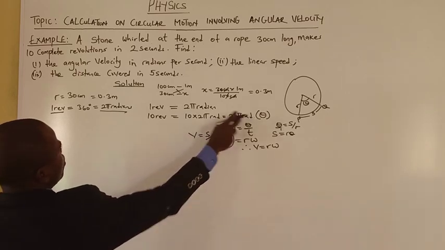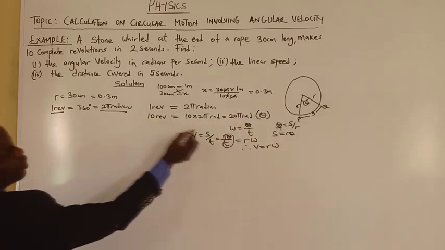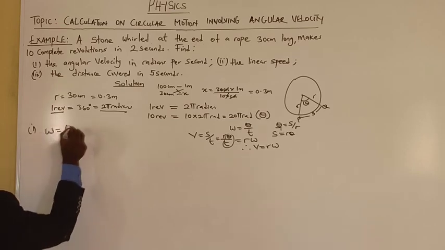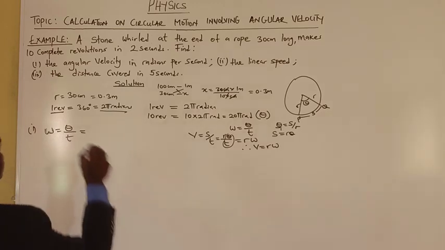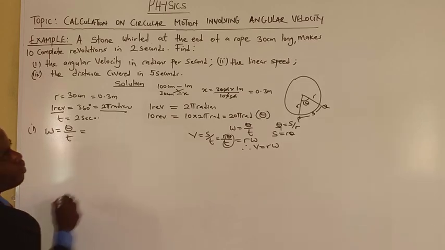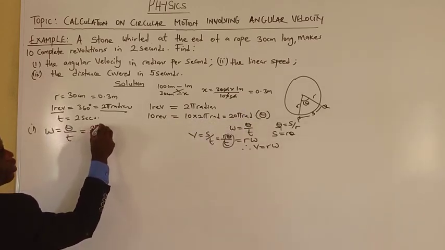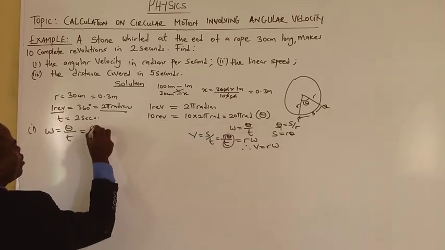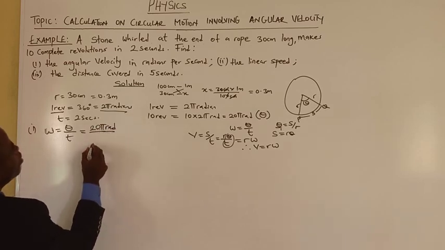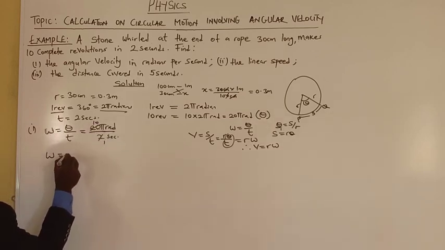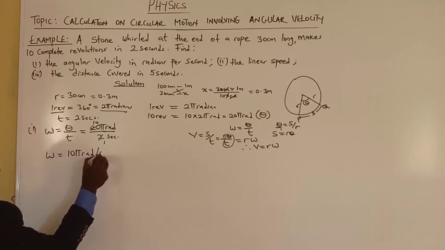Now, the angular velocity W equals theta over T. I think we are given the time. The time is what? 2 seconds. Now, what is our theta? The theta is 20 pi radian. 20 pi radian divided by the time, which is 2 seconds. Now 2 into 2 is 1, 2 into 20 is 10. Our angular velocity equals 10 pi radian per second.